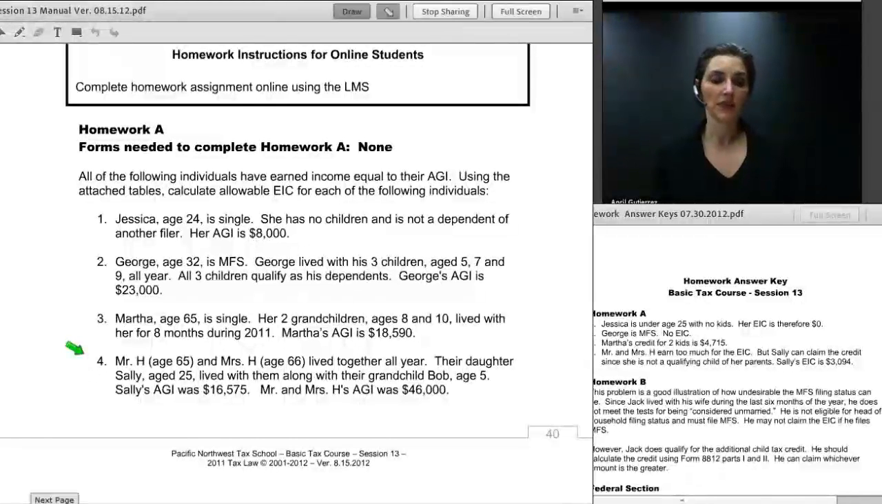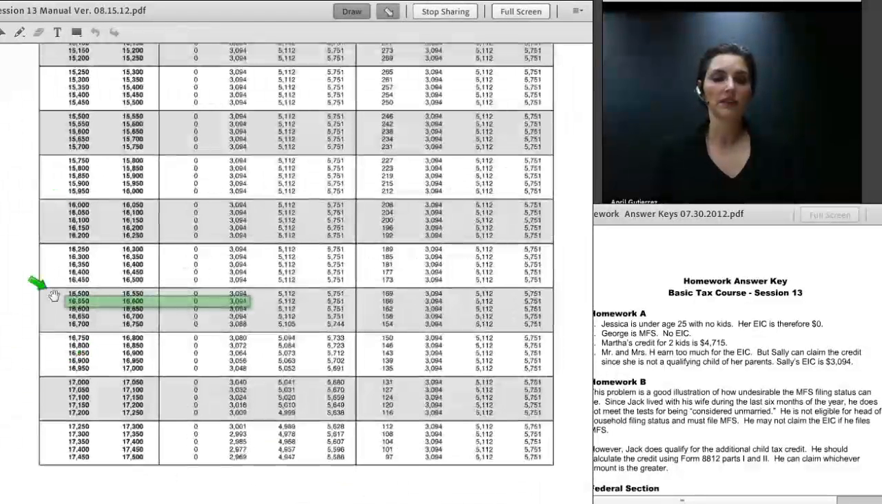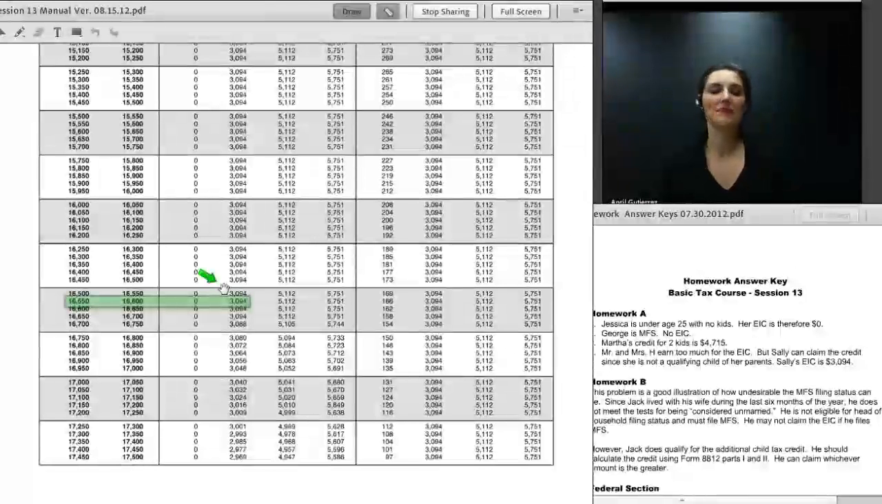So let's move over to page 50 of the manual and look up her earned income credit. And you can see I've highlighted it. Her income is between $16,550 and $16,600. And the qualifying earned income credit for a single child at that income level is $3,094. So that completes the review of homework assignment number A for session 13.